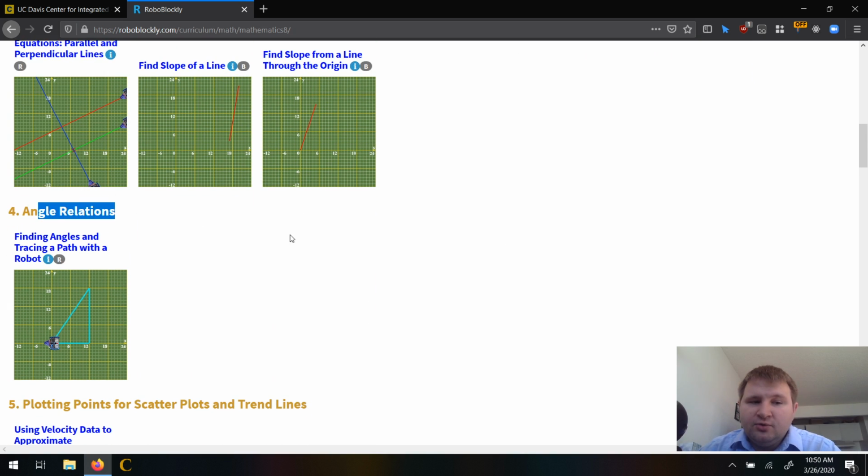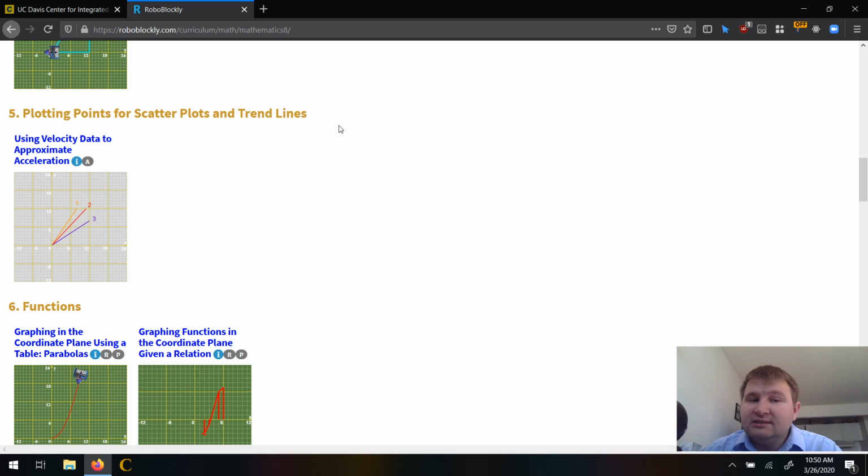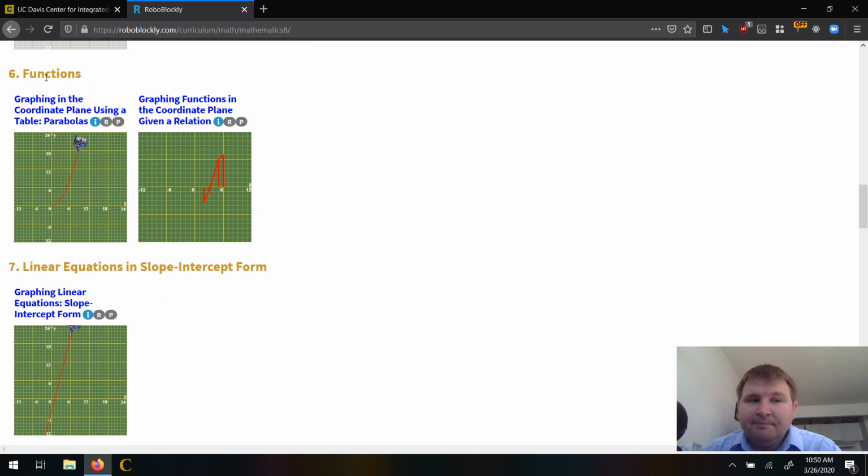We look into the different relationships between angles. So we might trace the path along this triangle and determine the relationships between the different angles in this triangle. We look at plotting points and scatter plots and trend lines through a bunch of different functions that we have here in RoboBlockly.